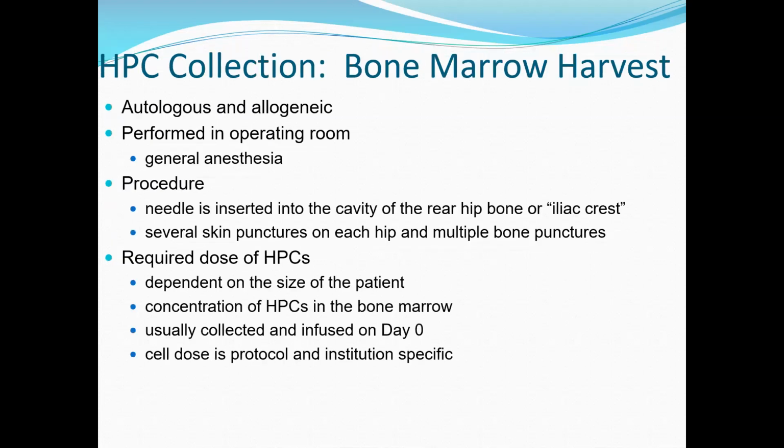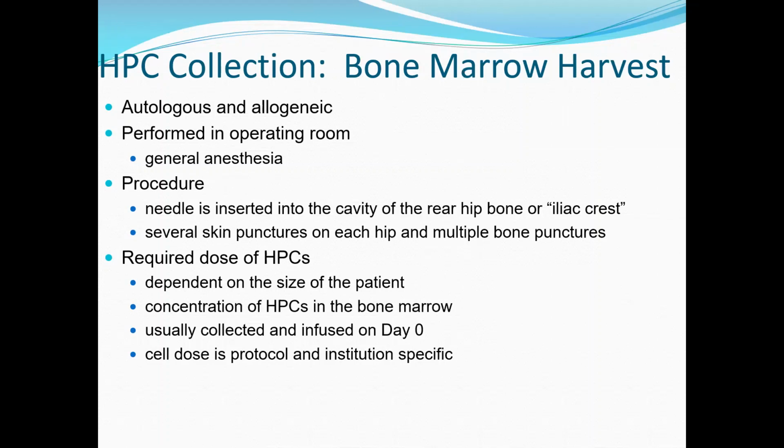So in HPC collection, bone marrow harvest, we plan for autologous or allogeneic. This procedure should be performed in the OT under anesthesia. So for the procedure, we use a needle. We insert the needle into the cavity of the rear hip bone or iliac crest. So several skin punctures of each hip and multiple bone punctures.